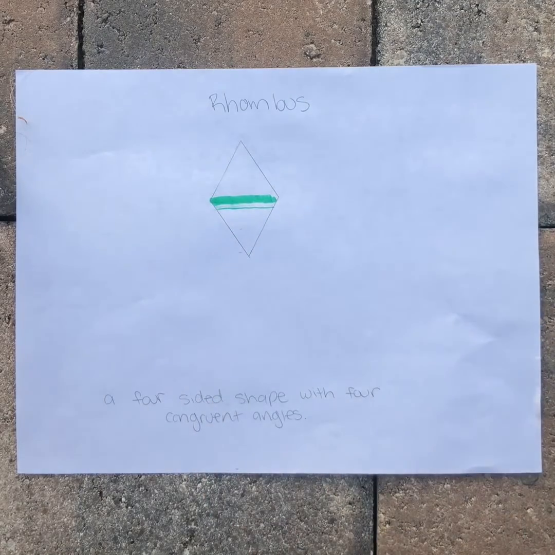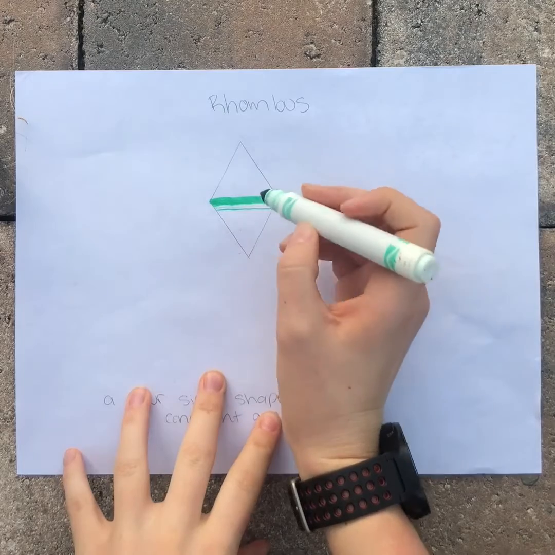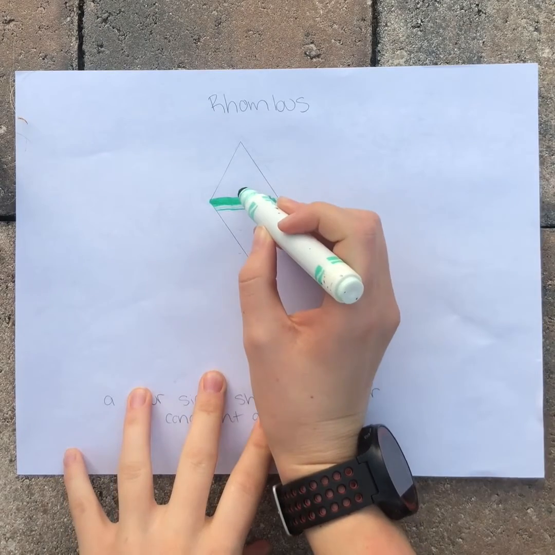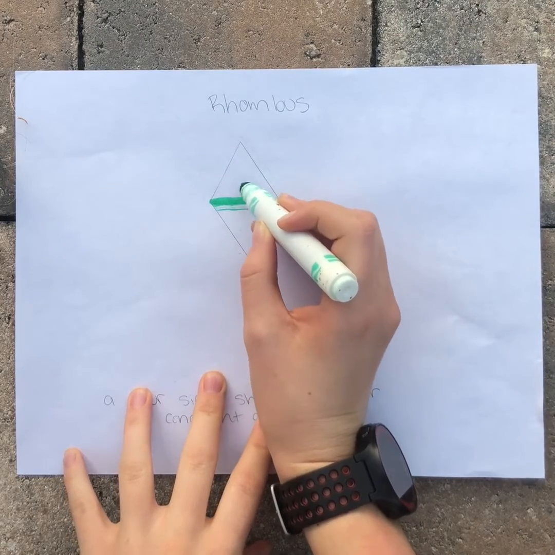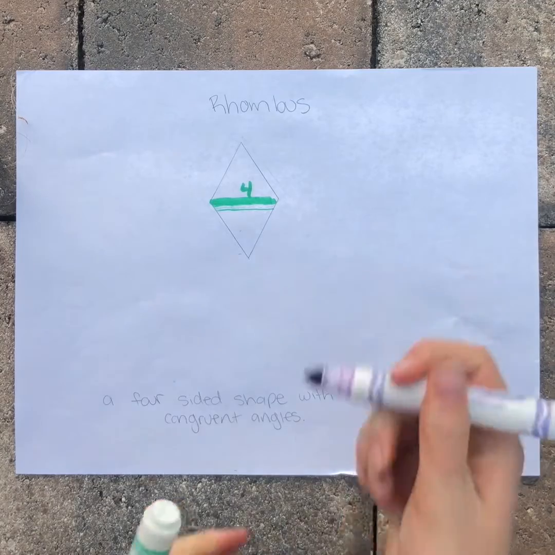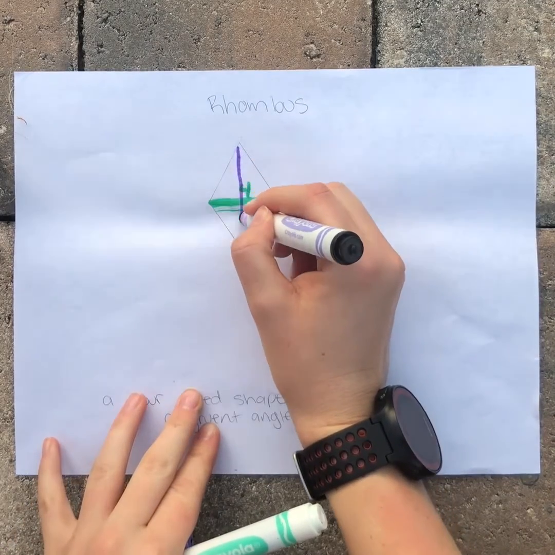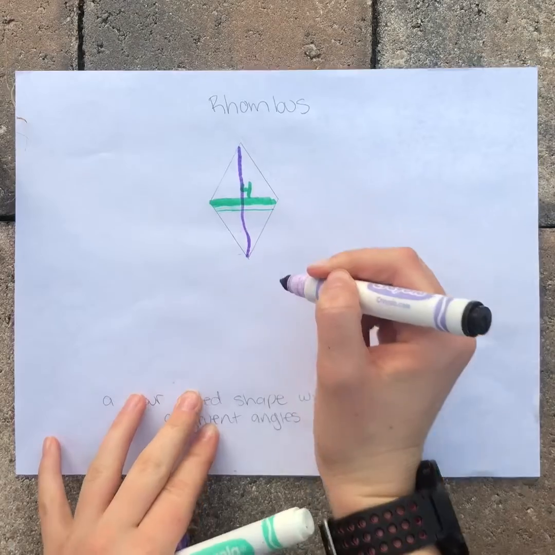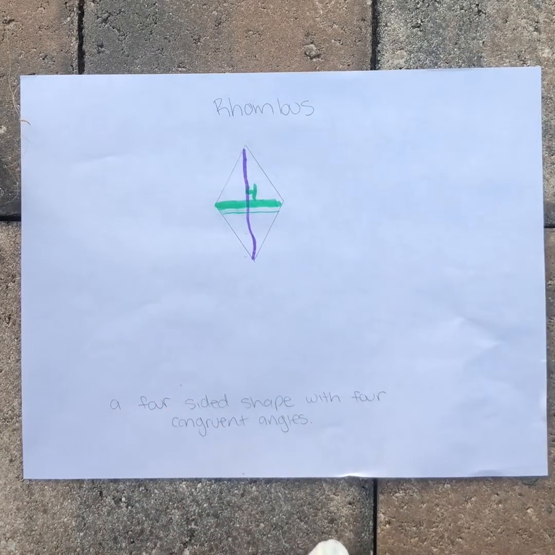And what we can do is, let's say our base is 4, and then let's say we make another line and we go straight down like this. Now we have 4 right angles.